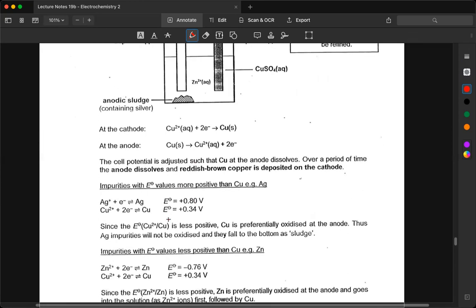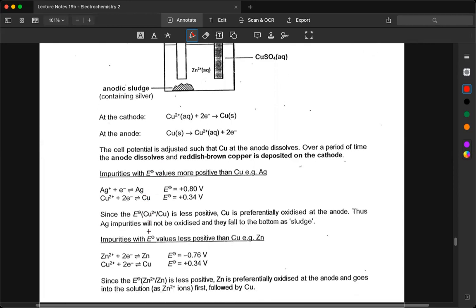Now, we have impurities that have a more positive E0 value, like silver. In this case, the copper E0 value is less positive. So copper will be preferentially oxidized at the anode. Because we are talking about the anode, right? So look at the less positive one. So copper wins. Copper will be oxidized, not silver. So silver impurities can be quite heavy, so they won't be oxidized and they fall to the bottom as sludge.